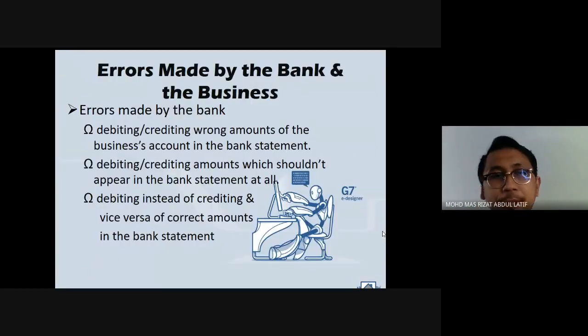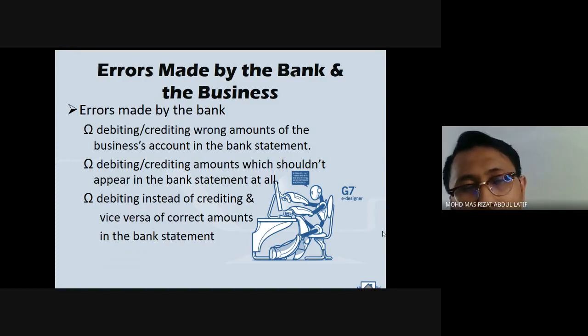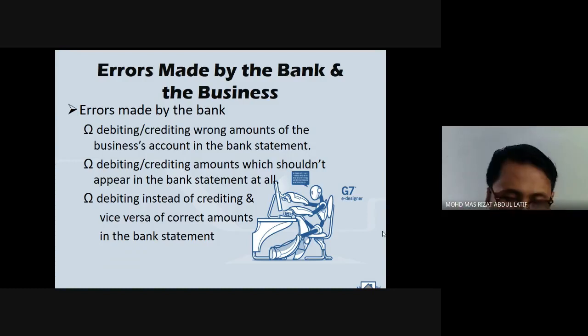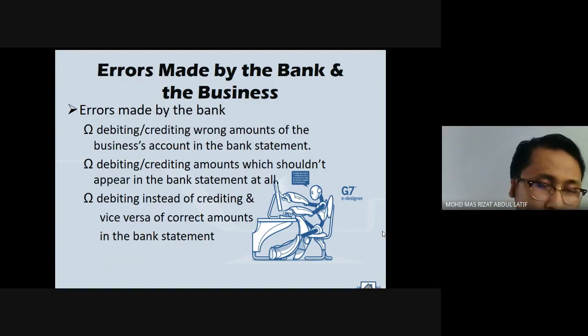Next one adalah errors. Kesalahan. Errors made by either the bank or by the business. Even though tadi I kata kesalahan tu jarang berlaku, tapi sebenarnya boleh berlaku lah, juga sebab yang key in data dekat komputer bank ni semua adalah manusia kan. Alright, so tak lepas daripada melakukan kesalahan walaupun sistem itu adalah sistem komputer. Bila nak masukkan data, manusia juga yang menulis, manusia juga yang menaik. Jadi kesalahan tu boleh juga berlaku.